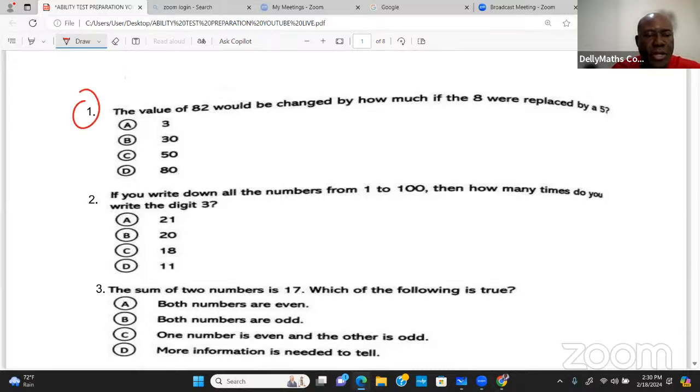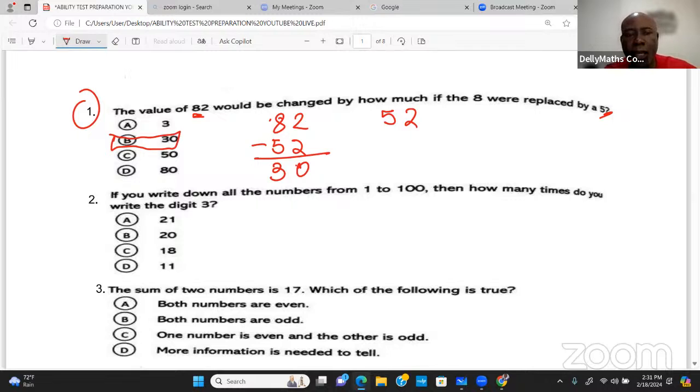We're about to look at the first question, and it reads, the value of 82 would be changed by how much if the 8 were replaced by 5, right? So we're suggesting that we have 82, and if we were to exchange that 8 for a 5, then how much would it change by? So we simply change it, and then we're going to use subtraction to take us out. So when we subtract here, we get a 0 there and an 8 minus 5, and that's going to give us 3. So definitely number one is B. All right, very good. So we expect our answer to change by 30 if we switch the 8 to a 5.